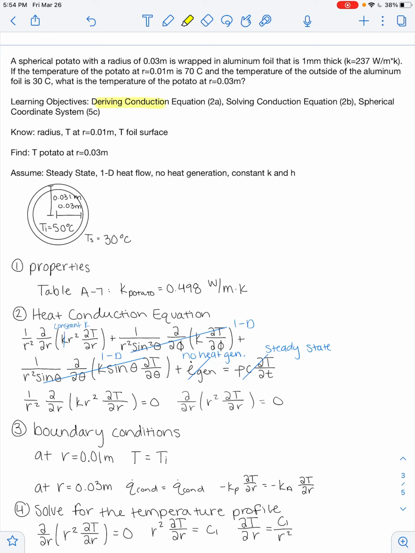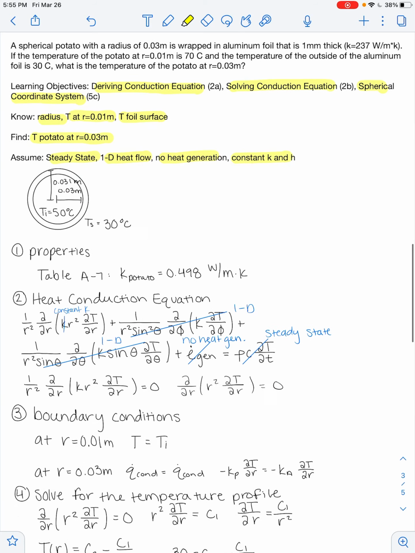The learning objectives are deriving the conduction equation, solving the conduction equation, and spherical coordinate systems. We know the radius, we know the temperature at the foil surface, and we know the temperature at 0.01 meters, as well as the thickness. We also know the temperature of the potato at 0.03 meters, and we can assume steady state, 1D heat flow, no heat generation, and constant k and h.